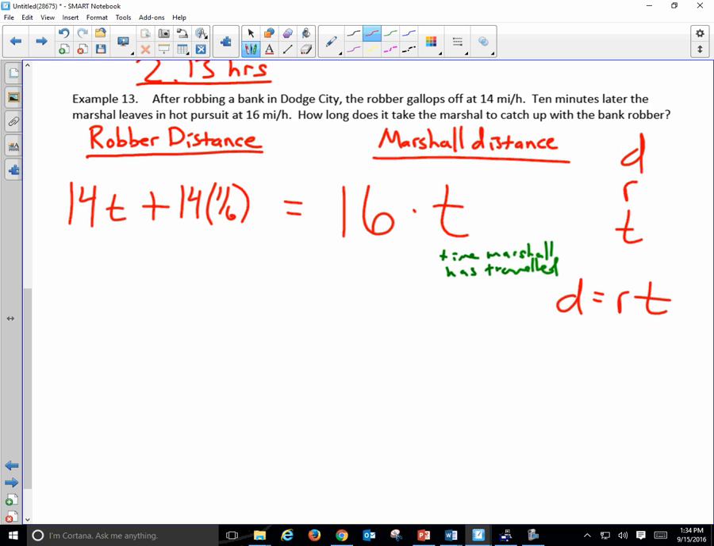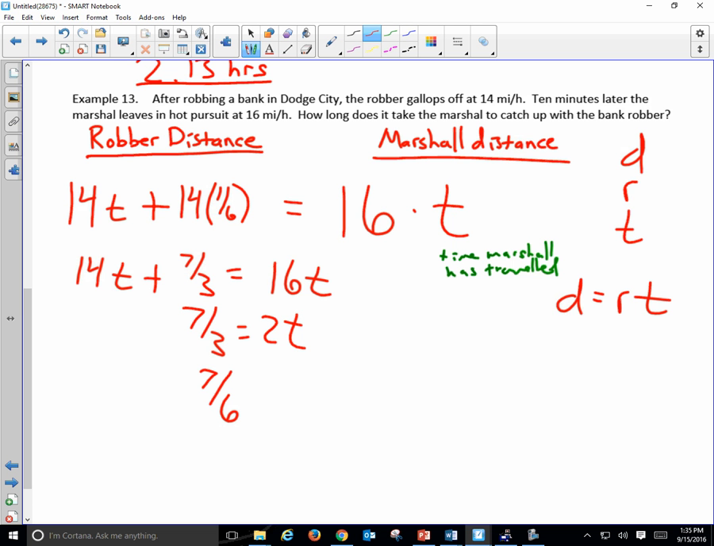Okay, so we'll figure it out. So I got 14t plus 14 over 6, or 7/3, is equal to 16t. Now what? So 7/3 is 2t. 7 over 6, or dividing by 2 is the same as multiplying by the reciprocal, or 1/2, which gives us 7 over 6, equal to time, which is 1 hour and 10 minutes. So that's how long the marshal has been traveling for. How long has the bank robber been traveling for? 1 hour, 20 minutes. Okay.